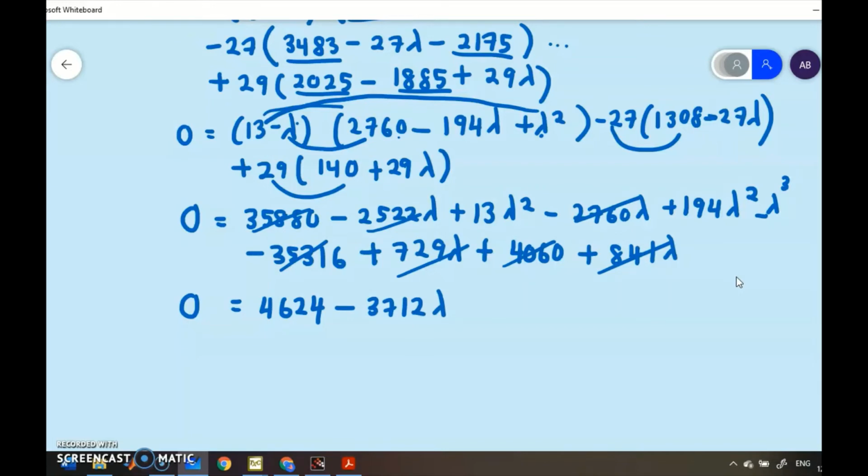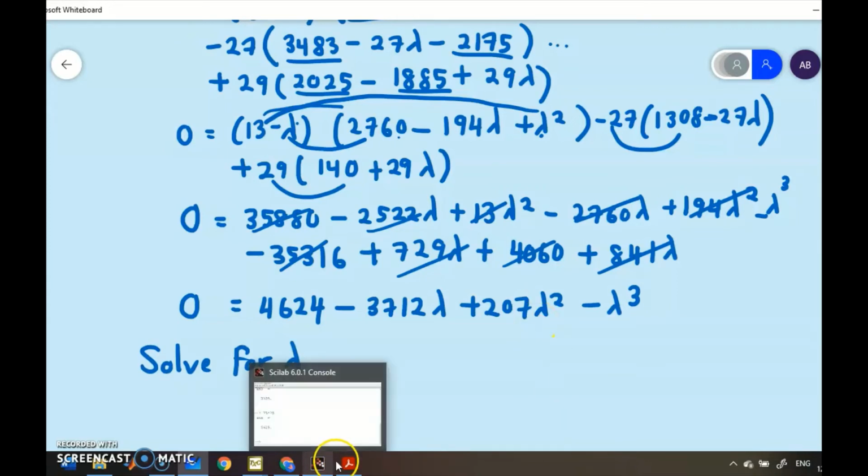Now I have calculated this earlier on a paper, and I'm just copying it actually, so please check. So 13 lambda squared plus 194 lambda squared, I have 207. Okay, and lastly minus lambda cubed. Cool. So this is what we get. Now we have to solve for lambda, which is your eigenvalue.